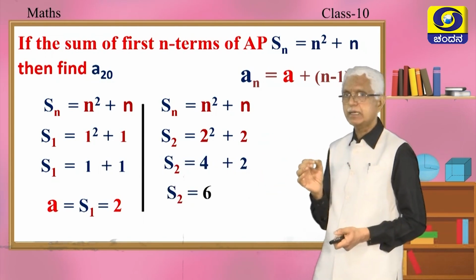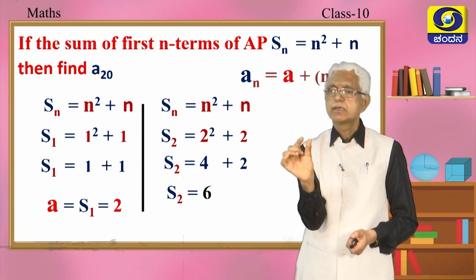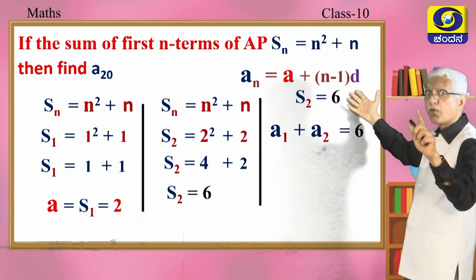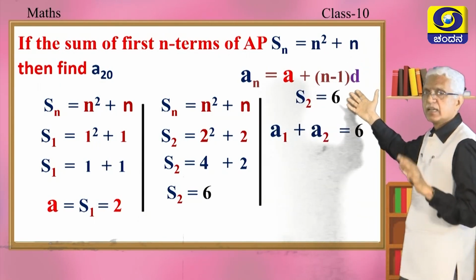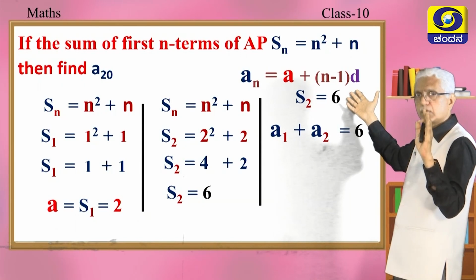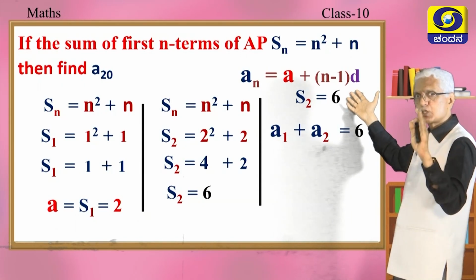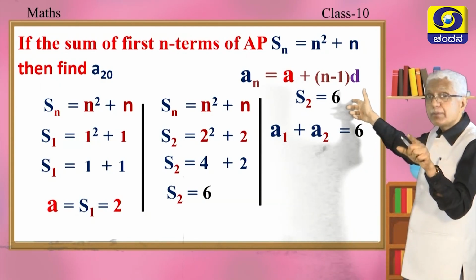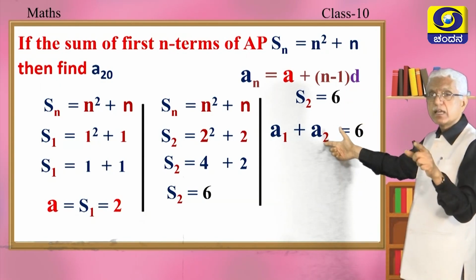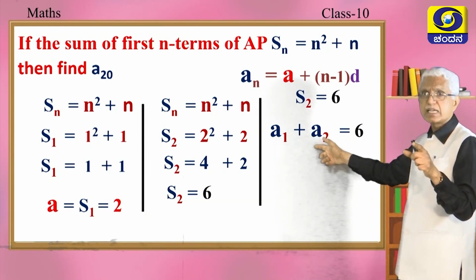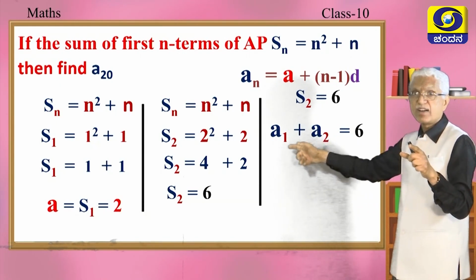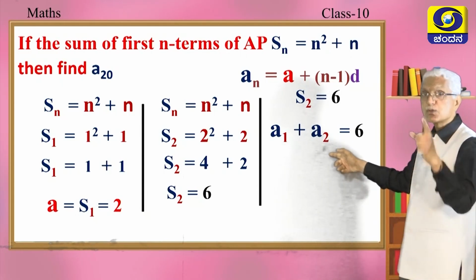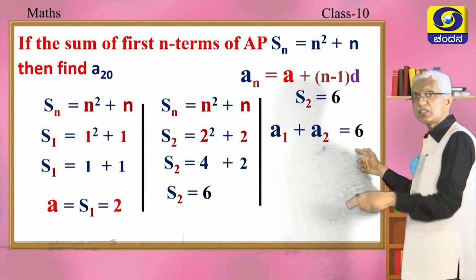So what happened here? You found out S1, which is nothing but the very first term A or A1. You found out S2 to be 6. That is, you have found out that the sum of the first two terms is 6. What do you mean by saying sum of the first two terms? It is the first term plus the second term. First term plus second term is sum of first two terms. So A1 plus A2 is 6.